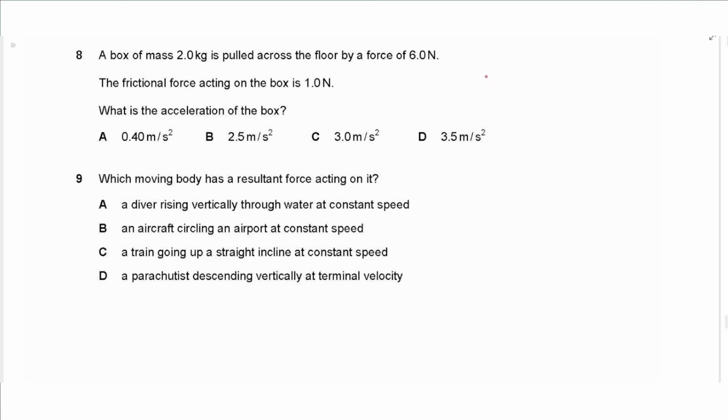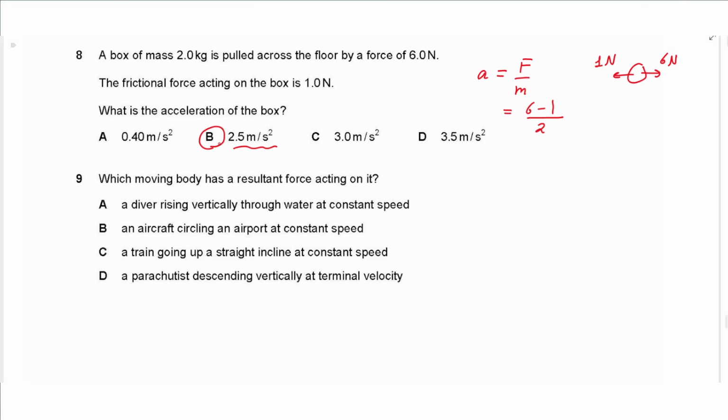So we have the force and mass, so we can calculate the acceleration is equal to the resultant force divided by the mass. But we have two forces here, one with the motion, 6 newtons, and one against the motion, 1 newton. So the resultant force is equal to 6 minus 1, and we divide by the mass, 2 kilograms, to get an answer of 2.5 meters per second squared. So we choose B. Question 9 says which moving object has a resultant force acting on it?